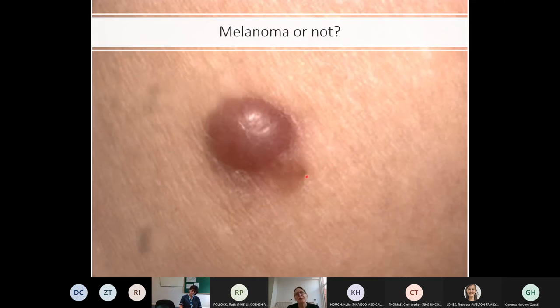Now, what do you think about this one? Because I suspect if it didn't say melanoma or not, and we weren't doing a talk here about pigmented lesions, you wouldn't be thinking, is that a melanoma or not? But in the context of what we're doing, what are your thoughts about this skin lesion?